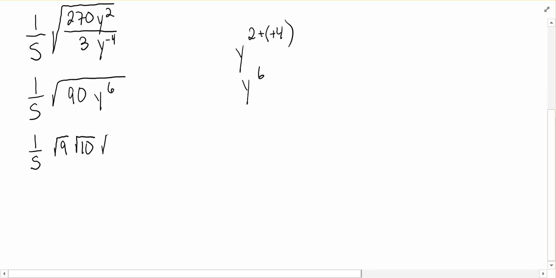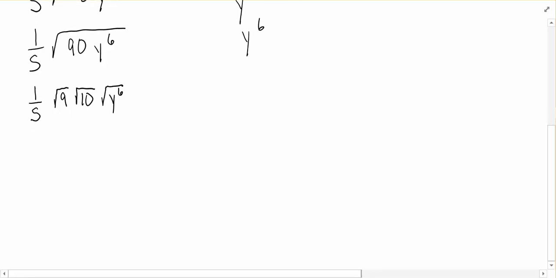As far as y to the 6th, that's also a perfect square because remember 6 is divisible by 2. We're not looking at 6 being a perfect square, we're looking at y to the 6th being a perfect square. And as long as that exponent is even, it's a perfect square. That was the break it up step. Now let's do the take the radical step. Square root of 9 is 3. Square root of 10 doesn't simplify, and the square root of y to the 6th is y cubed.